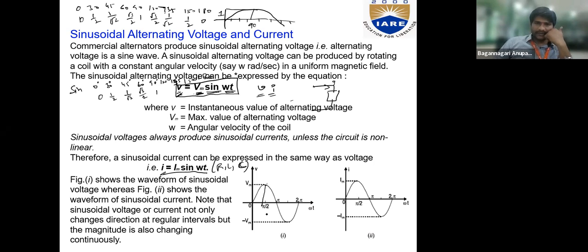So we can give a representation for voltage, and the same representation can be given for current. The magnitudes may vary, say 200 volts or 20 amps, but they will follow the same sinusoidal waveform. The relation between input and output remains the same.